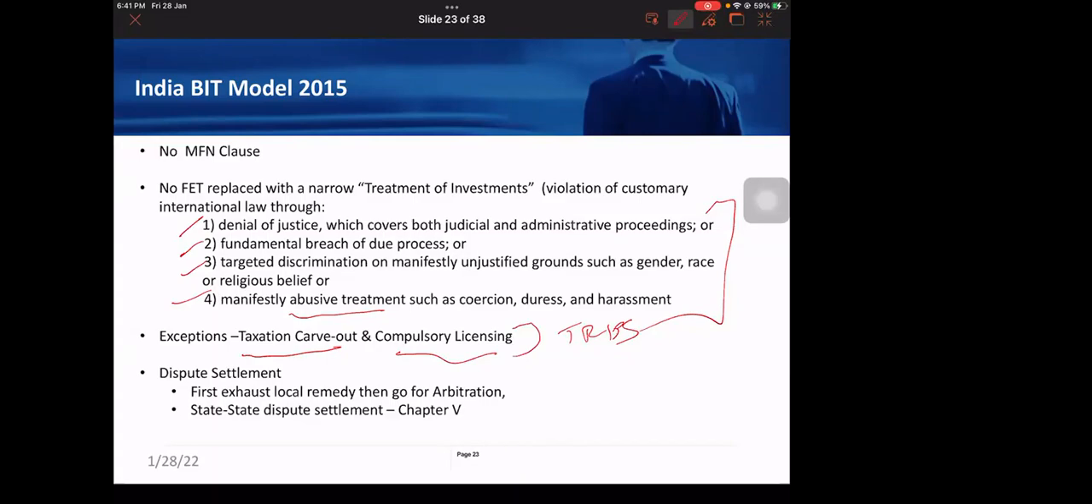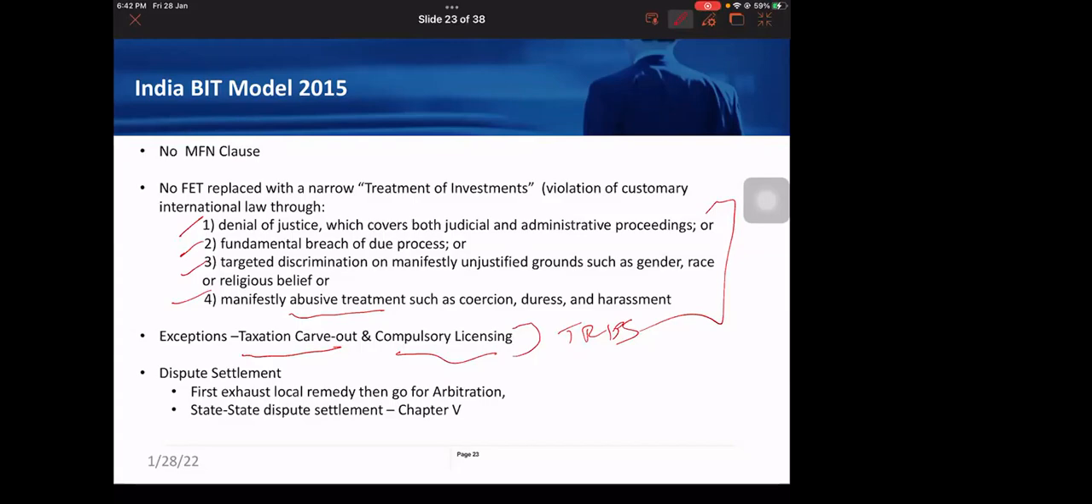Now, India says you can go to ISDS only if you exhaust your local remedy. And they've given a 5-year time limit. 5 years is pretty huge again. Once you have exhausted the local remedy, only then can you go for arbitration. Previously, for example, the ASEAN agreement said you can directly give a notice and go to the investment tribunal.